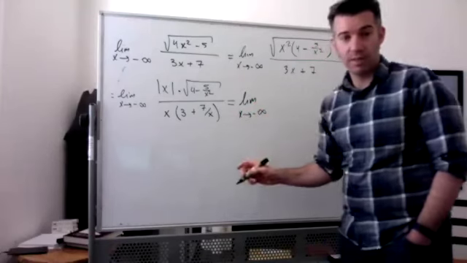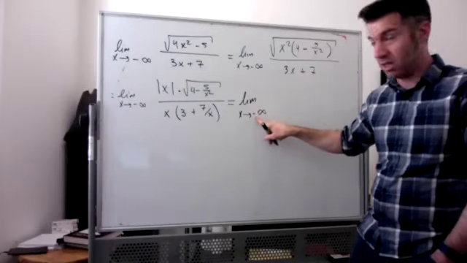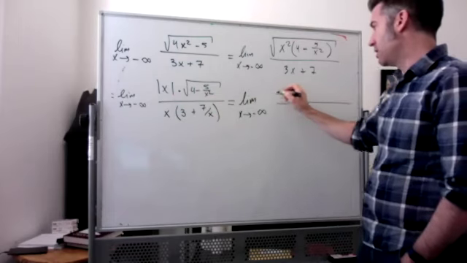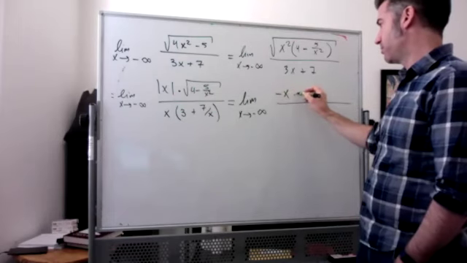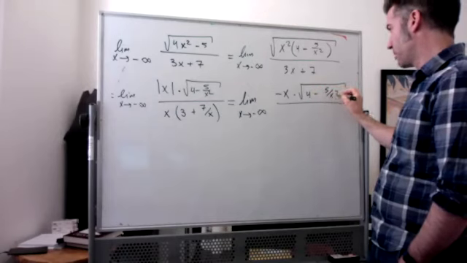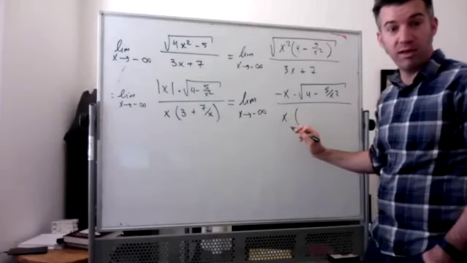Here's the thing. If x is negative, and x is going to negative infinity, that means the absolute value of x is actually negative x. I can talk more about this if anyone wants me to.